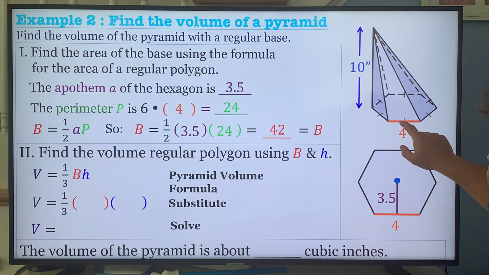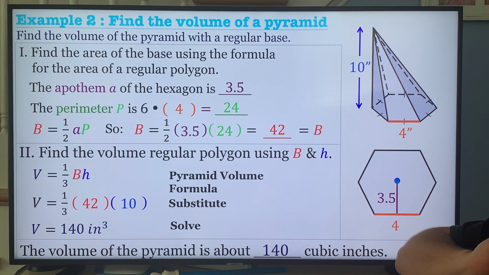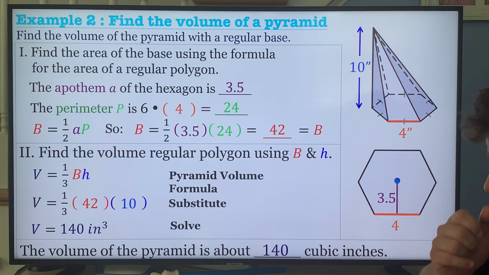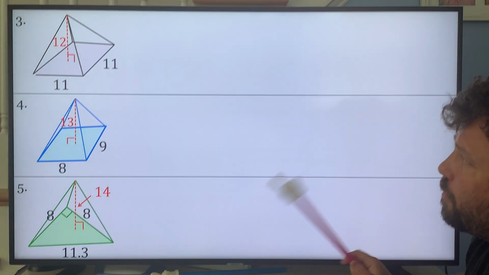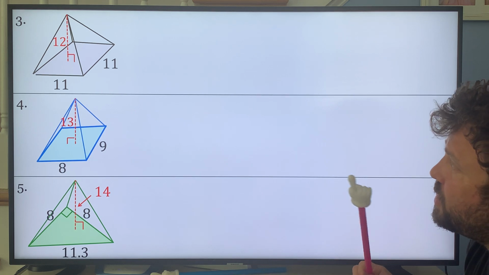Now, what is the height of this pyramid? The height goes from the base to the apex, so the height is 10. So 42 times 10 times 1/3 gives you a volume of 140 cubic inches. Bam! And that's the answer. Any questions with example number 2? No? All right. Problems 3, 4, and 5. Go. All right, you should be done.